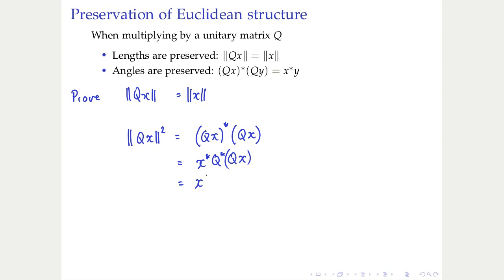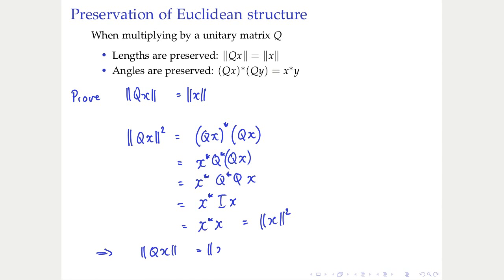equals x* Q* Q x, and because Q is unitary, that matrix product there is just the identity: x* I x, which equals x* x, which is equal to the norm of x squared. And because lengths are always positive, it's also true that the norm of Qx is equal to the norm of x. So that's quite straightforward.